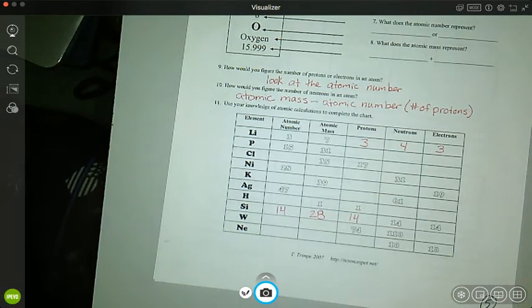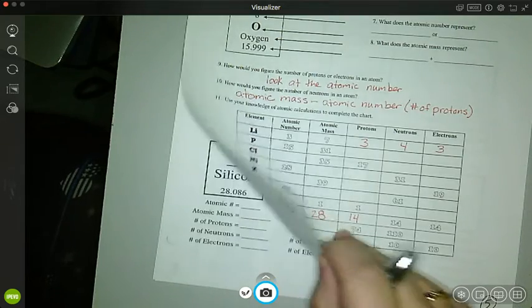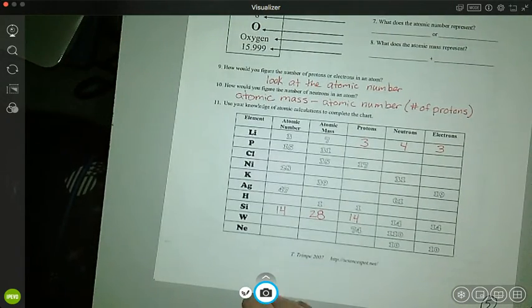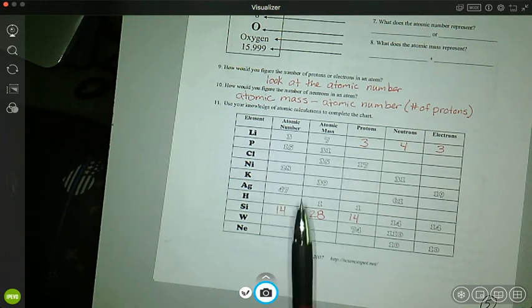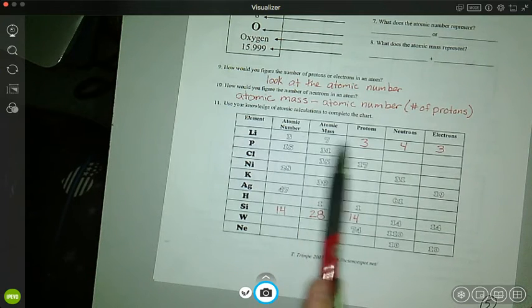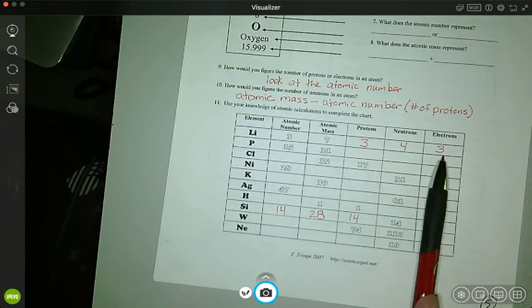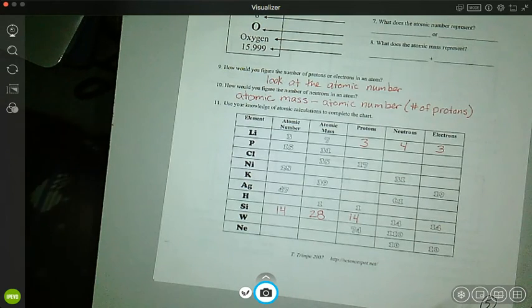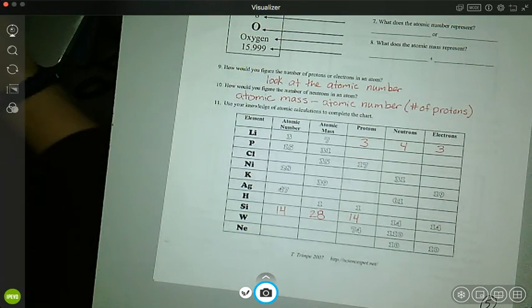Okay? So I want you guys to work on completing pages 3, 4, and 5. You guys should actually be pretty good at doing this. It should be pretty easy. Remember, there are always how many numbers that are going to be the same? 3. Your atomic number, your protons, and your electrons are always the same. Okay? Go ahead, get started.